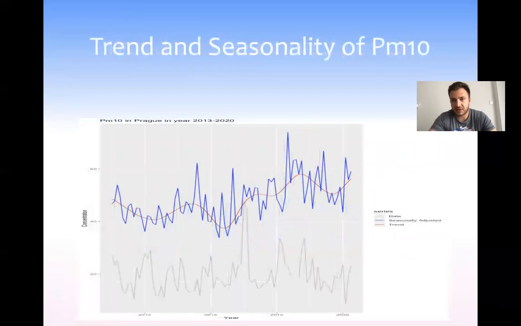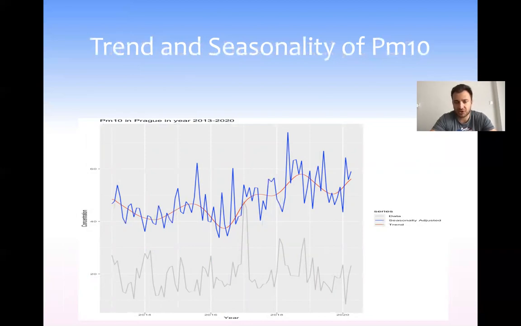For the different indicator, PM10, we have a similar data set here. The gray is the raw data set, the blue one is the seasonally adjusted data set, and the red one is the trend line. Similarly, we have increasing and decreasing trends in some months. We also see seasonality here. Capturing the seasonality is a bit of a hard task, because sometimes we may make a mistake.